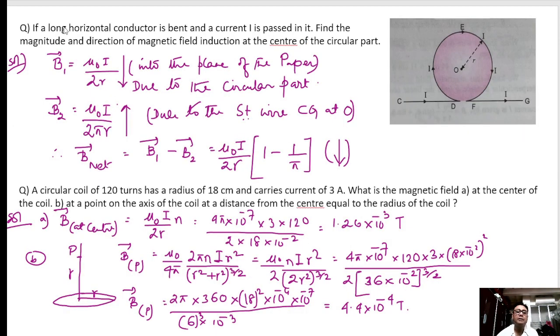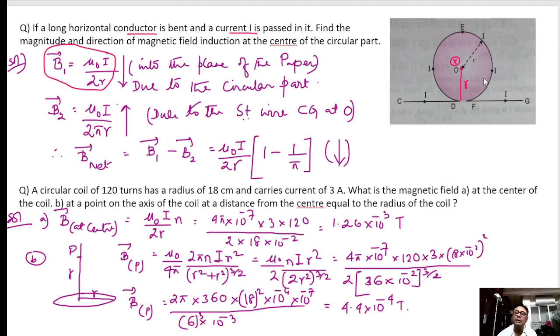Okay friends, so let's see. A long horizontal conductor is bent, with a current I in a straight wire and a circle of radius R carrying current I. The question is, what is the magnetic field at the center? Due to the straight wire, the distance to the center is R. So the magnetic field due to a straight wire, we all know, is this, and its direction will be perpendicularly into the paper.